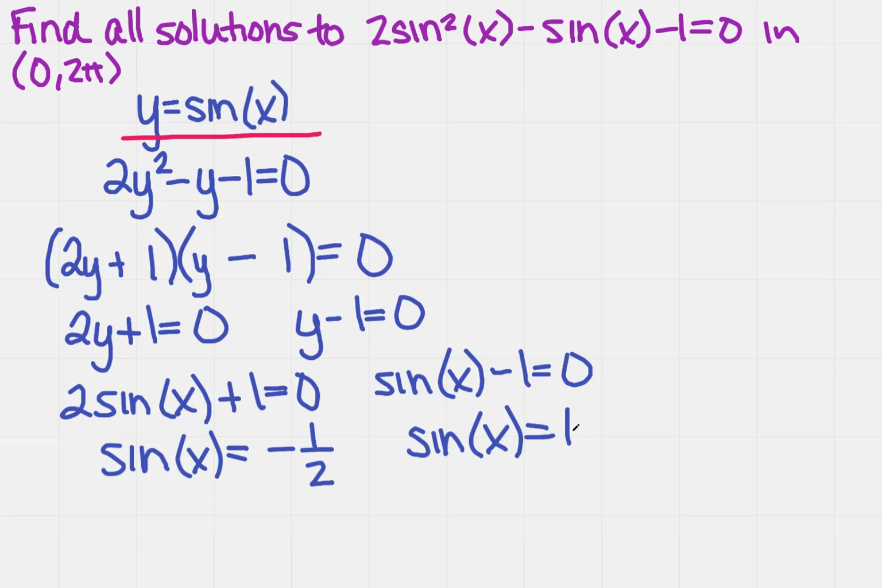So as usual, you either have these values already memorized, maybe you're using the unit circle, or you have some other way to find that. So you need to find where these values are true, and when you do that, you should come up with 7 pi over 6, 11 pi over 6, and then you get pi over 2.